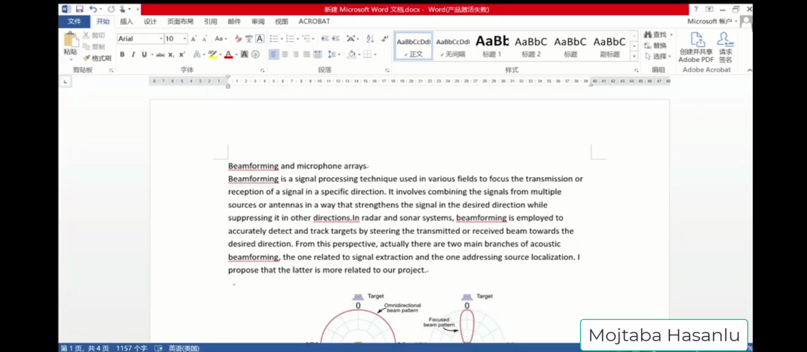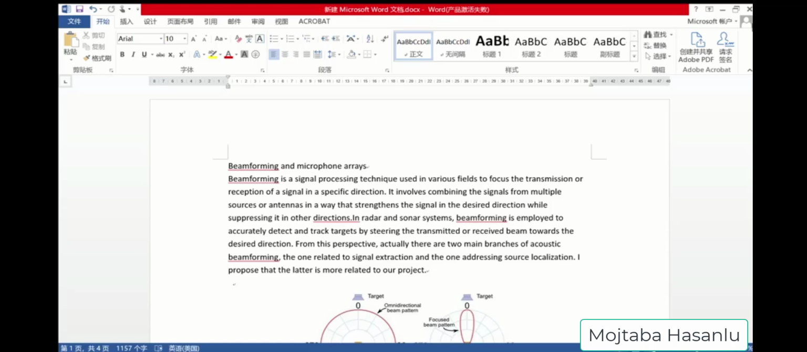Today I'm going to talk about some keywords about my research. First is about beamforming and the microphone arrays. In acoustics, beamforming is a signal processing technique used in various fields to focus the transmission and reception of a signal in a certain direction.